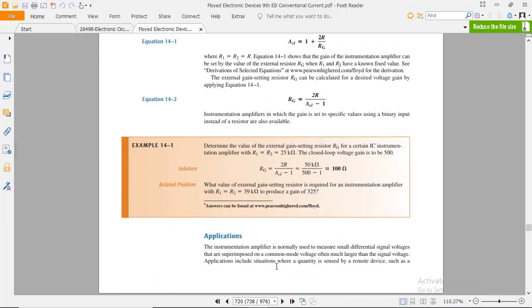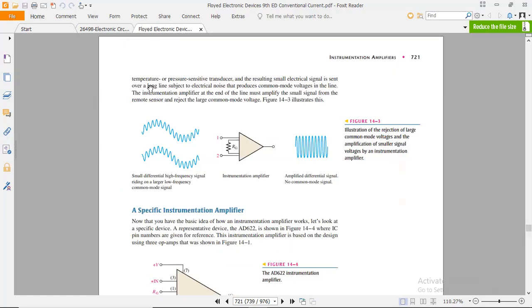Applications include situations where a quantity is sensed by a remote device, such as a temperature or pressure sensitive transducer, and the resulting small electrical signal is sent over a long line subject to electrical noise that produces common mode voltage in the line. The instrumentation amplifier at the end of the line must amplify the small signal from the remote sensor and reject the large common mode voltage.